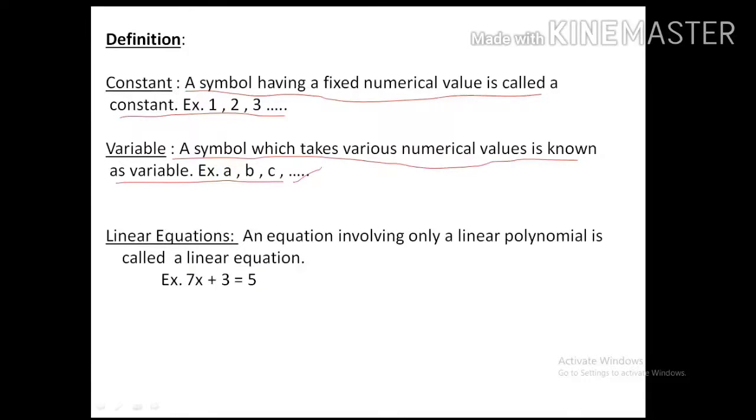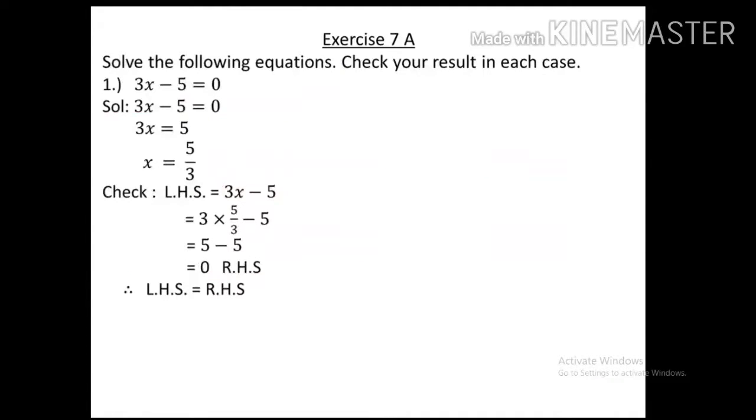Now the next one is linear equation. An equation involving only a linear polynomial is called a linear equation, for example, 7x plus 3 equals 5. Now we have to start exercise 7a, question number 1: solve the following equation, check your result in each case. The first one is 3x minus 5 equals 0.